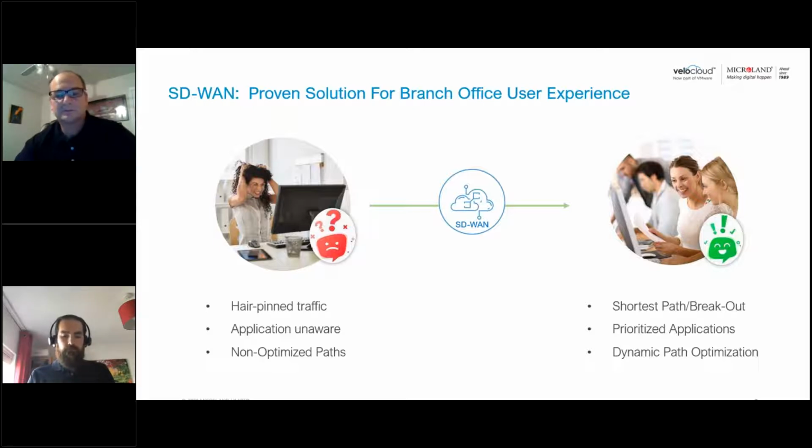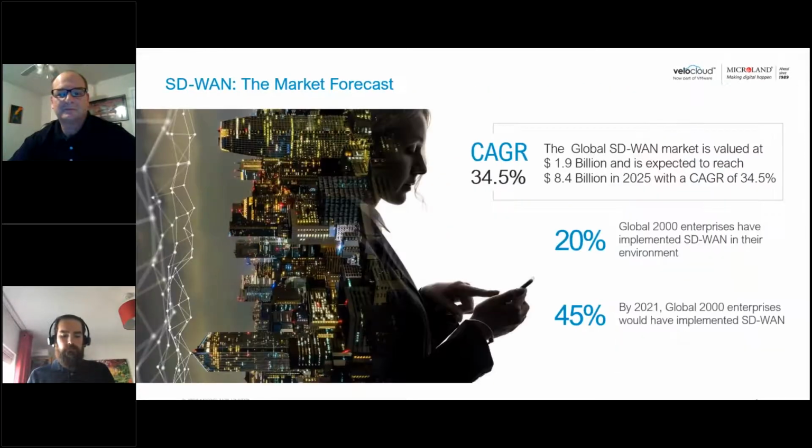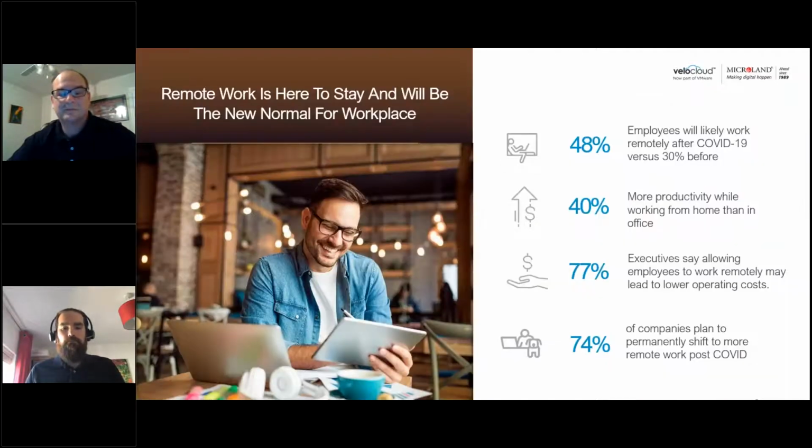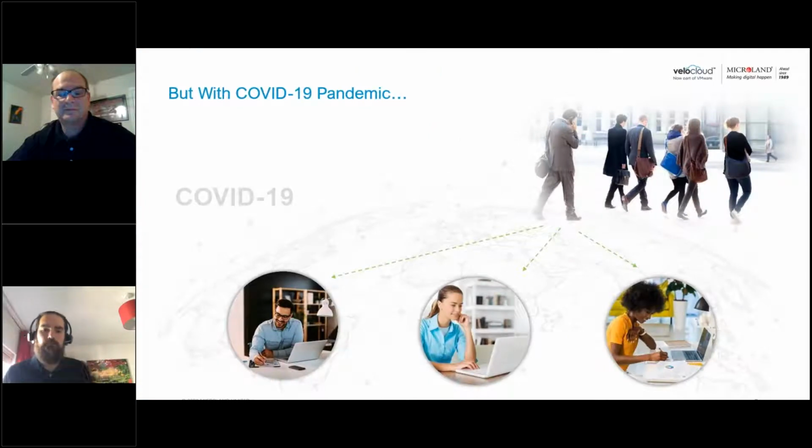Because of these cost and performance savings, the SD-WAN global market has grown to 1.9 billion and is expected to reach a staggering 8.4 billion in 2025, which is a CAGR of 35%. Already 20% of the Global 2000 companies have implemented SD-WAN. All this is because not only of the COVID situation, but also because of the branch office needs.